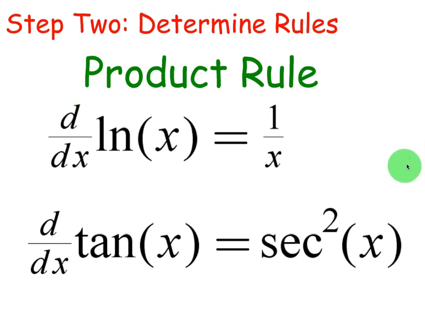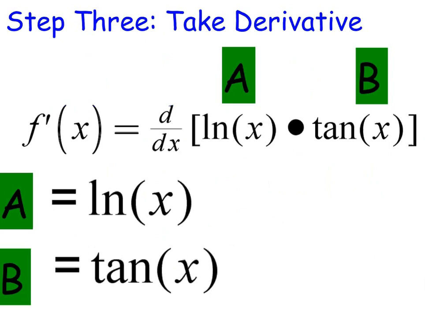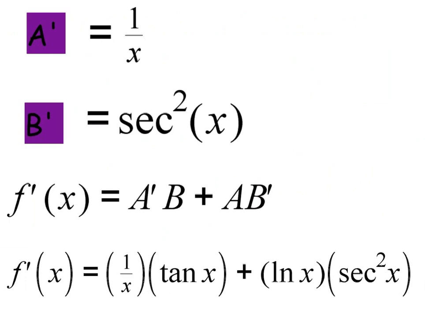So the derivative of ln of x, we already showed was 1 over x. From Friday, when we learned trig derivatives, or Thursday, derivative of tangent is secant squared. Okay, so let's write this out. Label a and b, f and g, whatever. So a prime would be 1 over x, b prime would be secant squared, and then you just write out the formula for the product rule, a prime b plus ab prime, plug everything in.